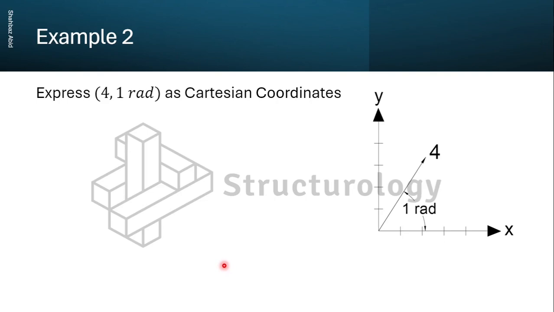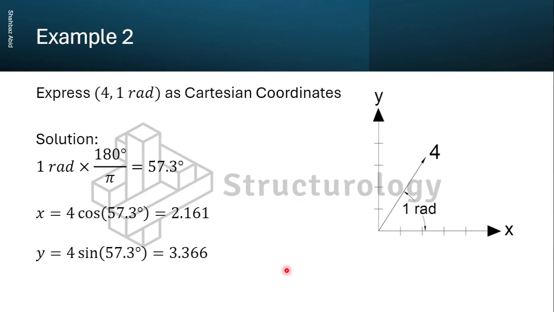Let's see example 2. Express (4, 1 radian) as Cartesian coordinates. Now 4 is representing the magnitude of this vector, and 1 radian is representing the angle in radians taken from the positive x-axis. You have two options to solve this problem, either to convert your calculator to radian, or you can convert the radian to degrees by basically multiplying with 180 over pi. You will get the angle in degrees as 57.3 degrees.